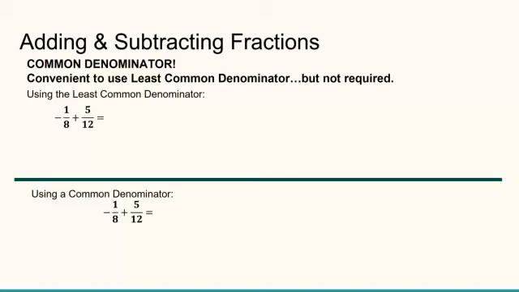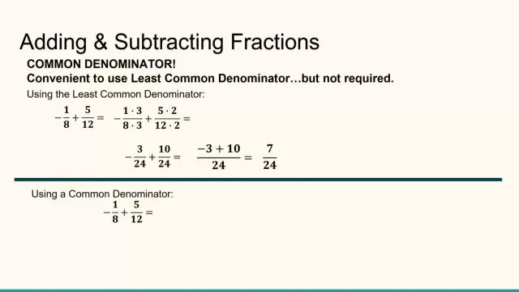So, in looking at -1/8 plus 5/12, I see that 8 and 12 have a common denominator of 24. What I'll need to do is multiply top and bottom of the -1/8 by 3 and multiply the top and bottom of 5/12 by 2. That will give me -3/24 plus 10/24. Then I just keep the same denominator and I would add the tops and I would get 7/24.